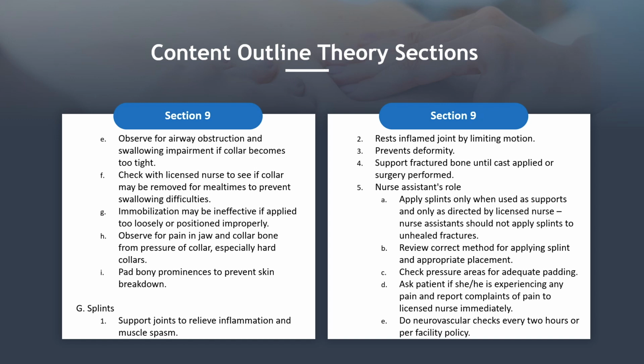Review the correct method for applying the splint and appropriate placement. Check pressure areas for adequate padding. Ask the patient if he or she is experiencing any pain and report complaints of pain to a licensed nurse immediately. Do neurovascular checks every 2 hours or per facility policy.